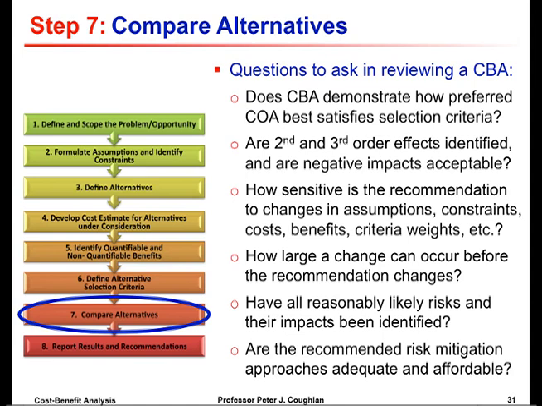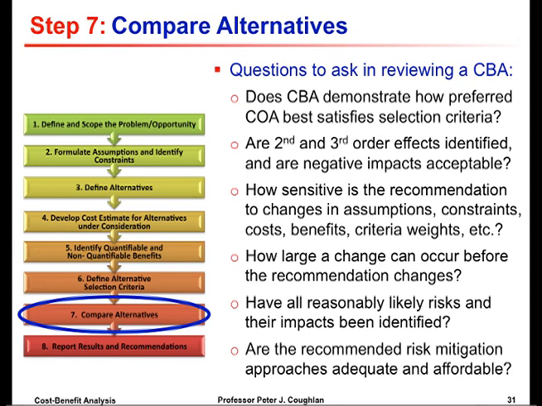So overall, with 7A, B, C, D, and E, what are some of the questions you want to ask at this stage? Well, 7A is the choice you make: does the cost-benefit analysis demonstrate how the preferred course of action best satisfies the selection criteria? Is it well explained why the chosen action is the chosen action? Are the second and third order effects identified, and are the negative impacts acceptable? What about sensitivity analysis? Sensitivity of the recommendation to changes in assumptions, constraints, costs, benefits, criteria, weights, etc. And how large a change can occur before the recommendation changes?